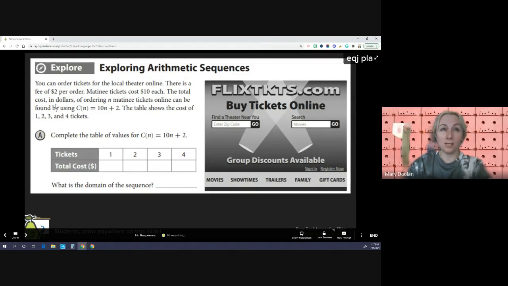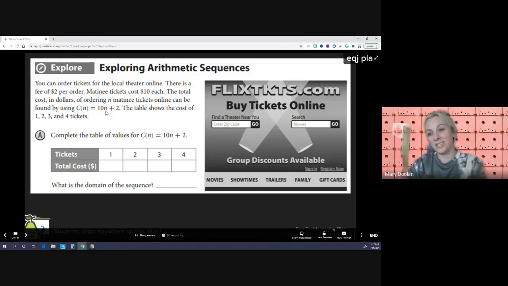So the total cost in dollars of ordering N matinee tickets online can be found by using this right here, which is a function. It's our cost function. The fact that there's a C here instead of an F, that's okay. You can have all kinds of different letters for functions, but it is a function. So C of N equals 10N plus 2. And it's 10N because 10 is the cost of one ticket, N is the number of tickets.